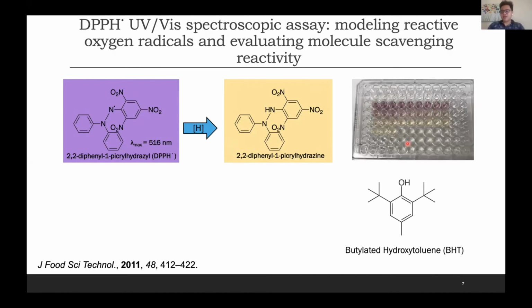We can quantify this radical scavenging reactivity with percent radical quench, which takes the absorbance of the negative control minus the sample, over the absorbance of the negative control. The negative control here being just DPPH by itself with no radical scavenger.